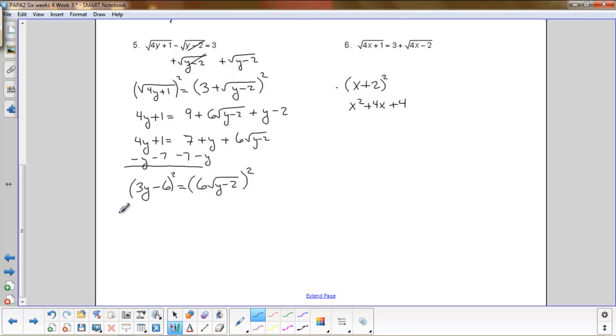Okay, so over here we get 9y squared minus 36y plus 36. On the other side we get 36, that's 6 squared, times y minus 2. I'm going to distribute that through, and that's going to give me 9y squared minus 36y plus 36 equals 36y minus 72. I'm going to move both of these numbers, 36y and 72, to the other side of the equation.